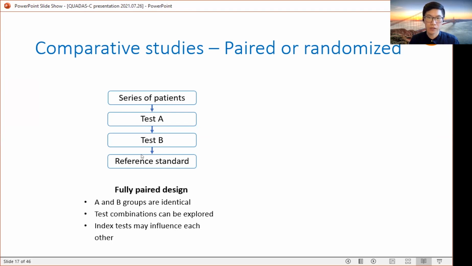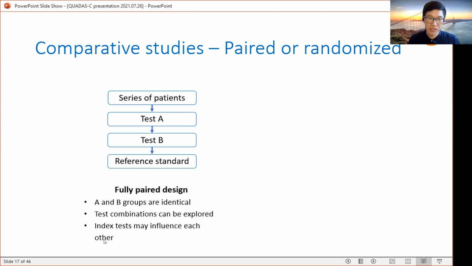Another great advantage of this study design is that you can explore the accuracy of not only test A and B, but also the combinations between them. For example, parallel combinations where a positive test result is when either test is positive, or any kind of other serial combinations as well.